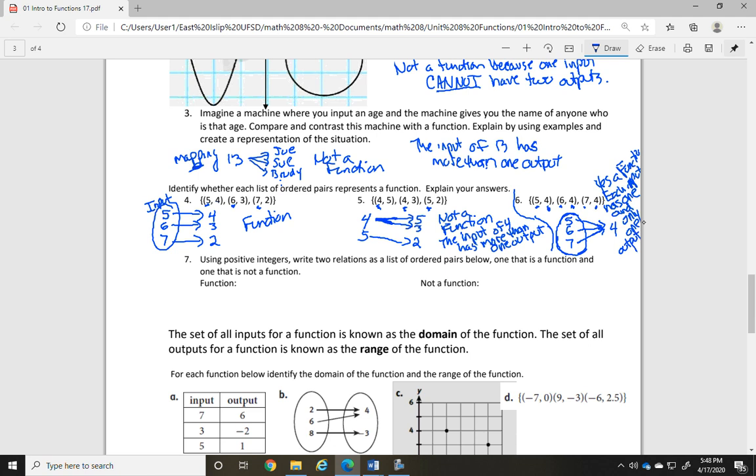So using positive integers, write two relations as a list of ordered pairs, one that is a function and one that's not. So to be a function, every input can only have one output. So I could say 1 goes to 2, 2 goes to 3, and 3 goes to 4. I mean, there's an infinite amount of things I can make that is a function. And I'm going to make this not a function. I'm going to pick the input of 4, going to a few things.